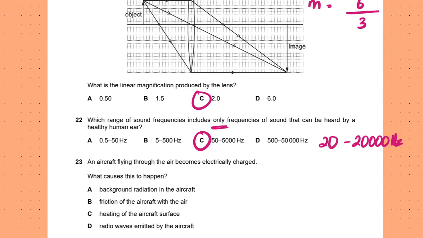23, again a question of old. An aircraft flying through the air becomes electrically charged. What causes this to happen? So it's basically charging by friction, charging by rubbing. So it's friction of the aircraft with the air.